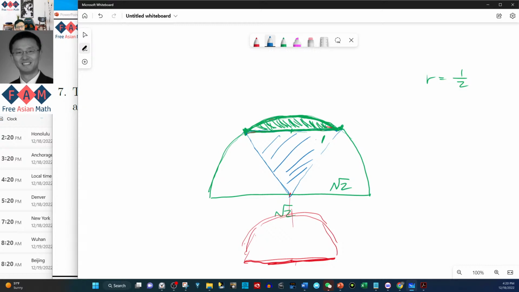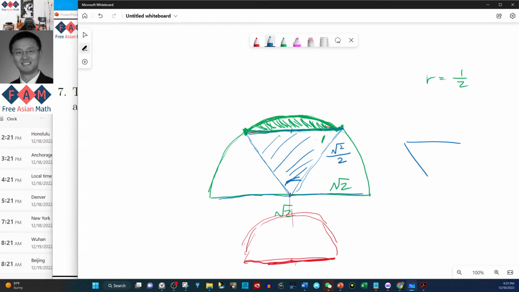Do we know the angle? And do we know what kind of triangle this is? Well, usually in MathCounts or AMC-type problems, the numbers will be fairly helpful for you to figure it out. If the diameter is square root of 2, then the radius will be square root of 2 over 2, right? It's just 1/2 of the diameter. That will be the radius. But what is this? This line segment is the diameter of the smaller semicircle, which is 1.